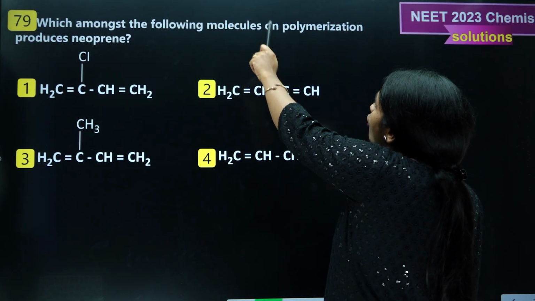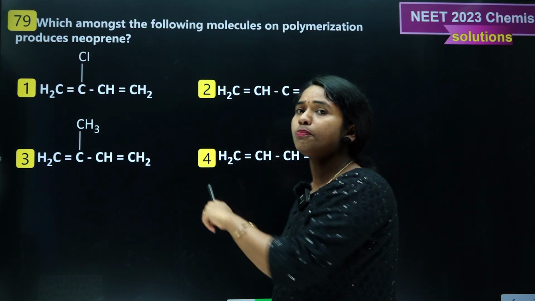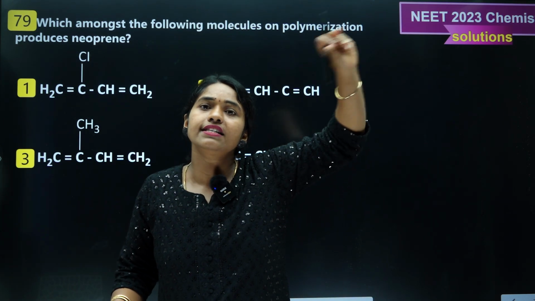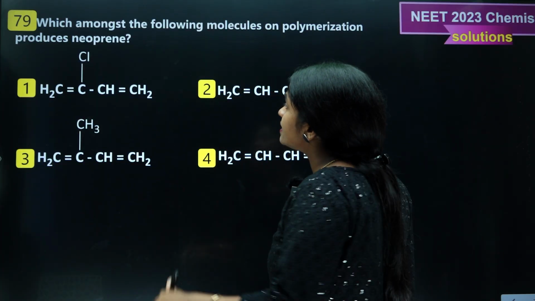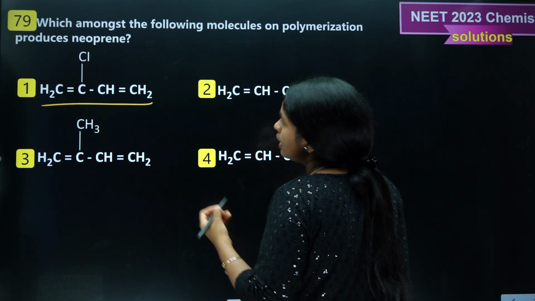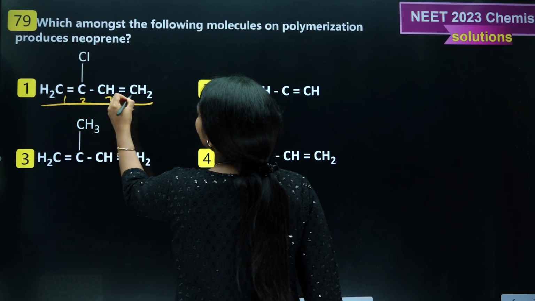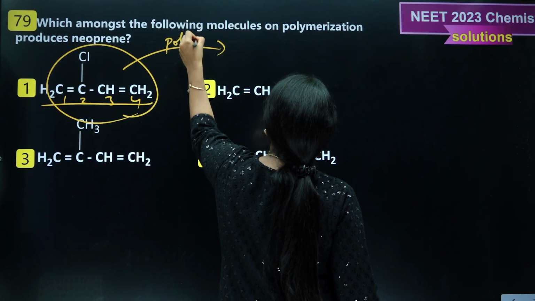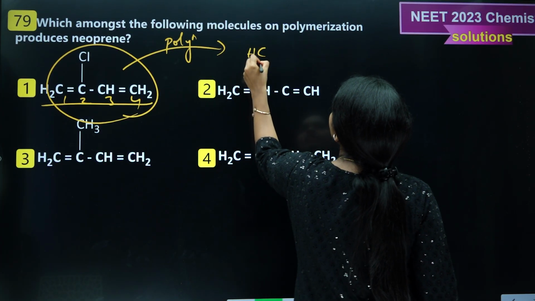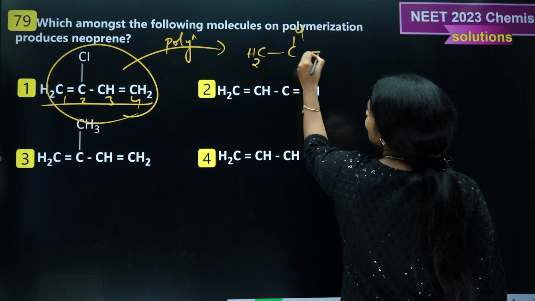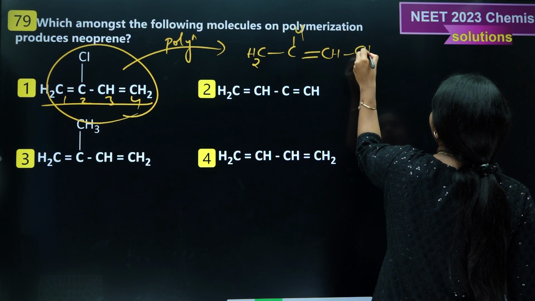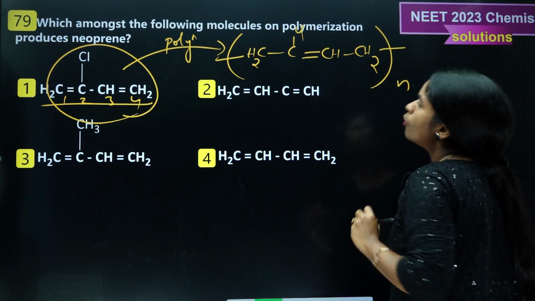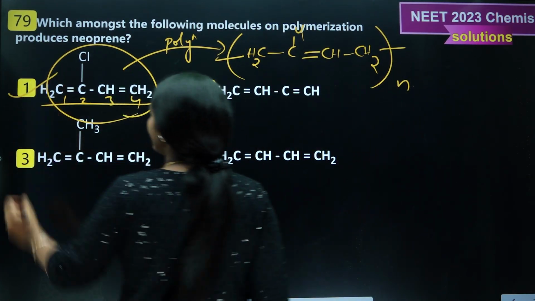Which of the following molecules on polymerization produces neoprene? Neoprene is a polymer. What is the monomer? The monomer is chloroprene, 2-chloro-1,3-butadiene. Upon polymerization, what will we get? In polymerization, where a double bond is there, we have to keep a single bond. Where a single bond is there, we have to keep a double bond. So this is a polymer which we call neoprene. So option 1 is the correct answer.